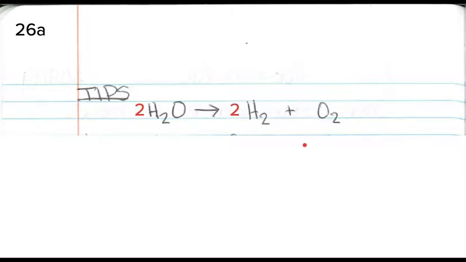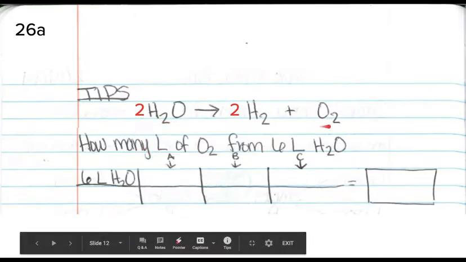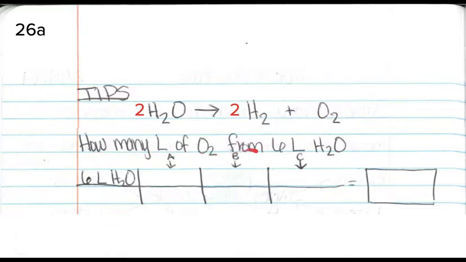Okay, this is what your chemical equation should look like if it's balanced properly. It's not a tough one. Hopefully that one was quick for you to do. Here's your stoichiometry question that is going to be associated with this particular chemical equation. I would like for you to calculate how many liters of oxygen from 6 liters of water.